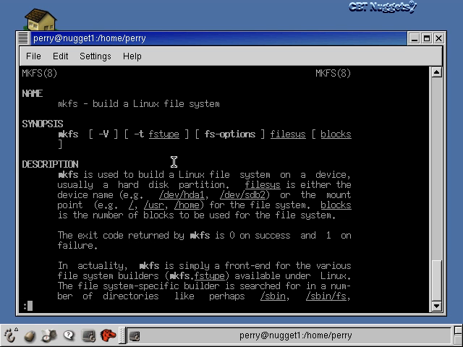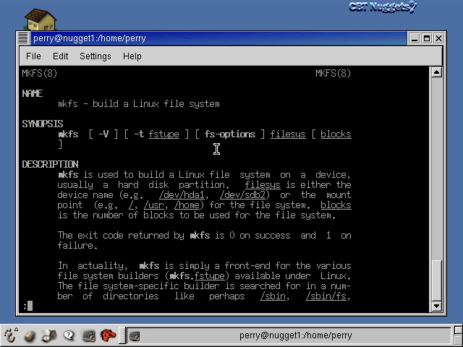Now makefs is what's used to build a Linux file system. Equivalently, this is called formatting a disk when you make a file system on the disk. Now the options for makefs: the capital V option means that we're going to have verbose output, which means it's just going to tell us everything that's going on. The -T option we use to specify a particular file system type. If you don't use the -T option, the default is the ext2 file system. That's the most common Linux file system.